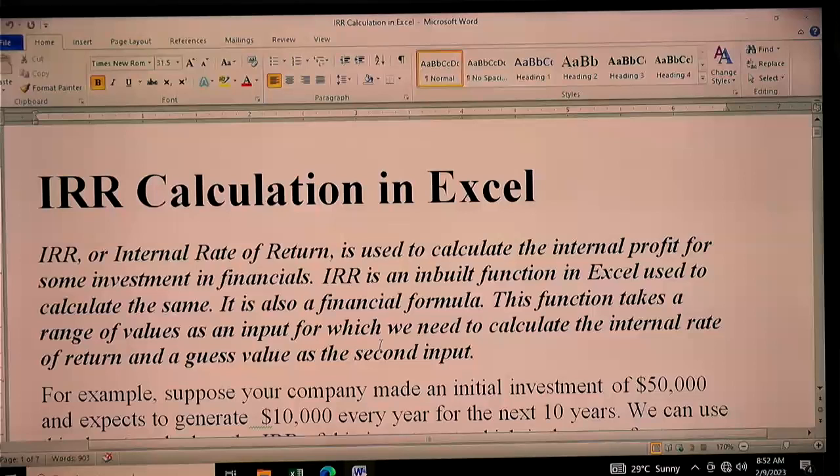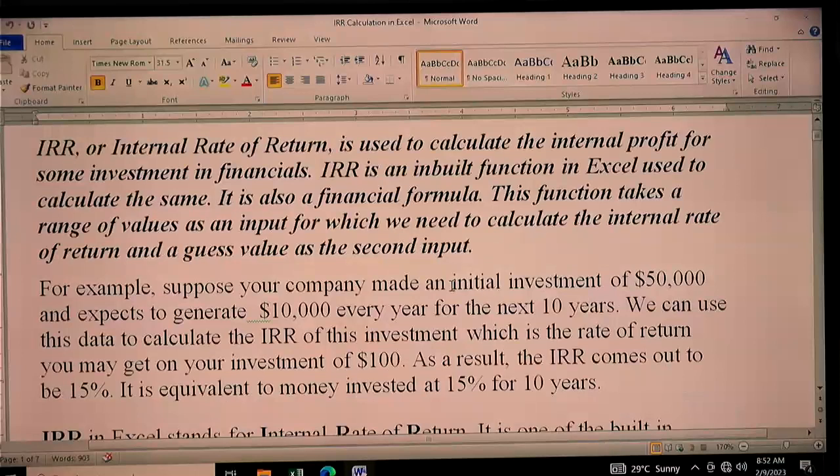The guess value is not mandatory, it's optional. But sometimes you can use it, if you can actually guess what the internal rate of return of a specific investment is.